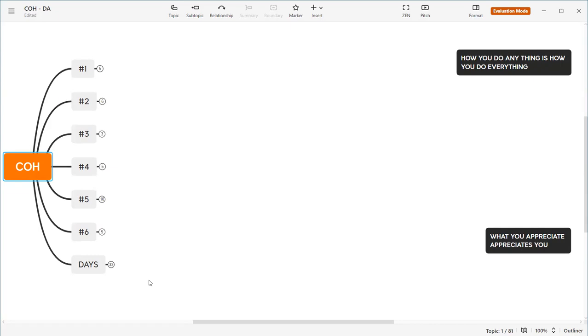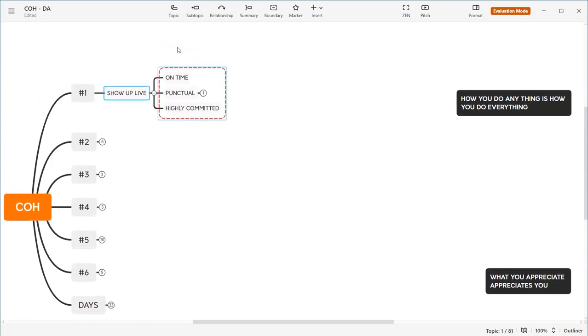When we talk about ceremonies, it means Agile is full of meetings. Meetings in the Agile world are called ceremonies. What are they called, everyone? Ceremonies. So because Agile is full of ceremonies, each and every ceremony demands you to show up live, be on time, remain punctual, and highly committed.